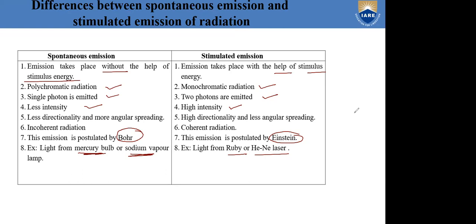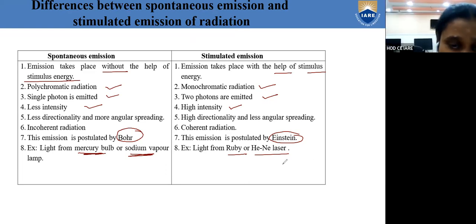Ma'am, please tell once how 2 photons are emitted. How 2 photons, that is, what is stimulated emission? I'm drawing the figure again.